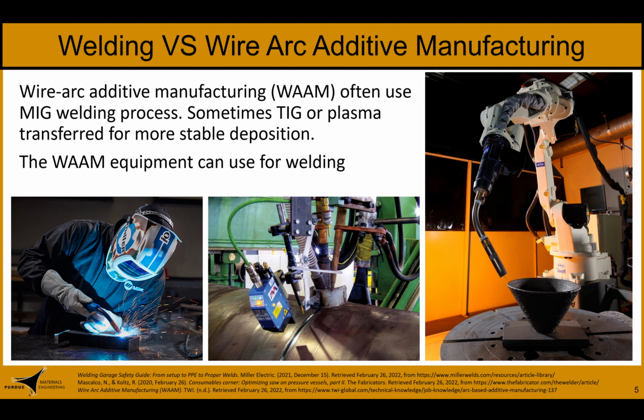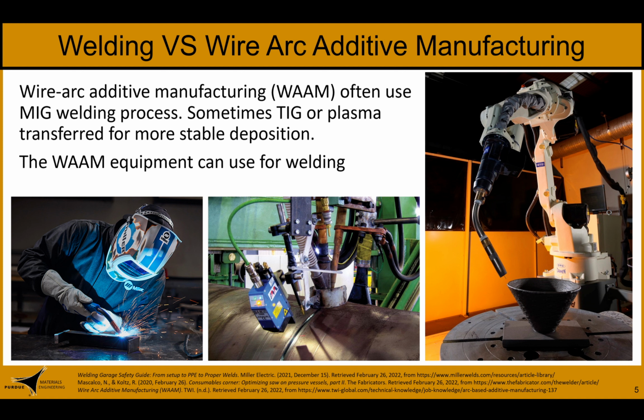So actually, welding is the process of joining two materials together by adding more material in. And by adding more material in, that material can be deposited layer by layer, which could be an additive manufacturing process called wire arc additive manufacturing. So these two techniques are basically the same concept.